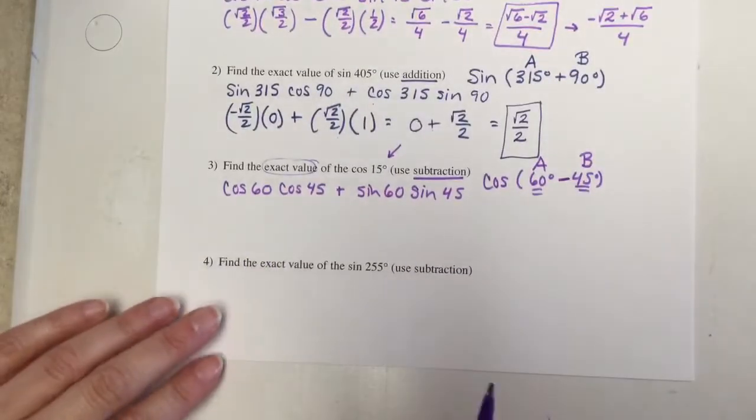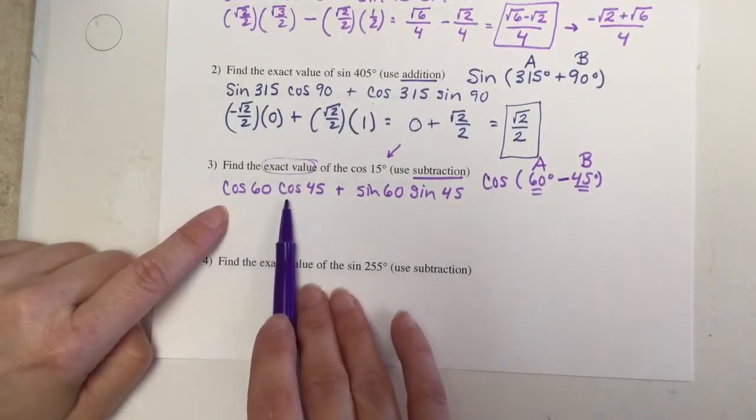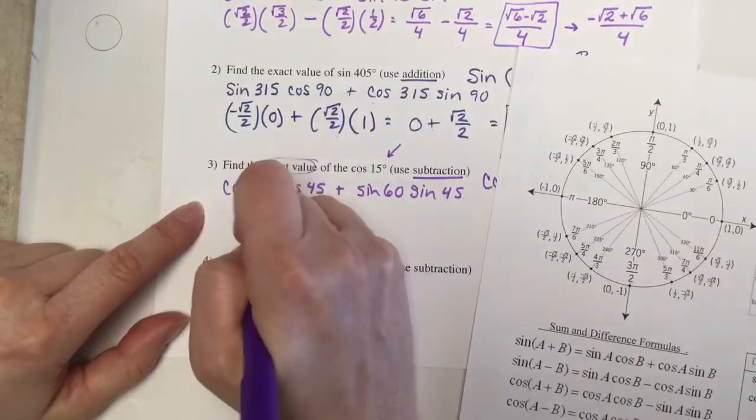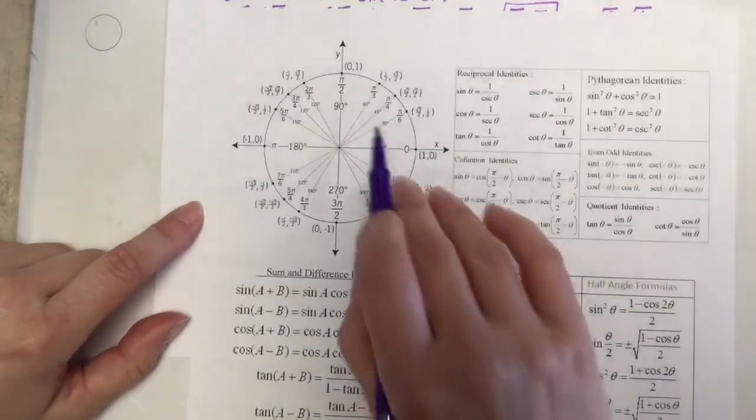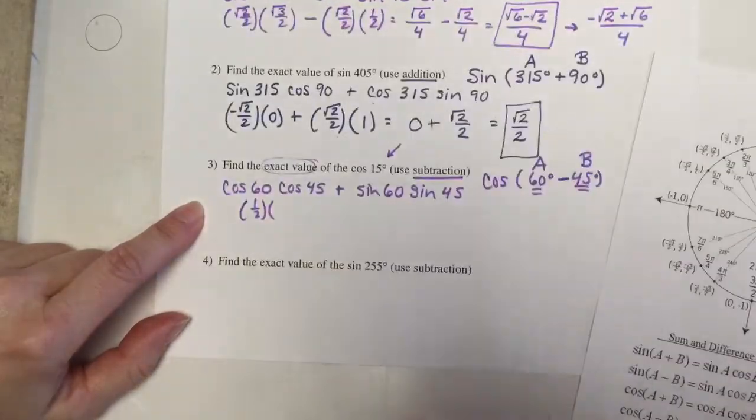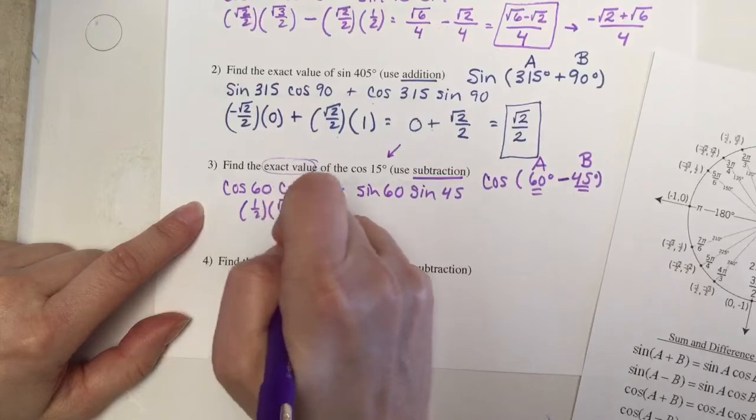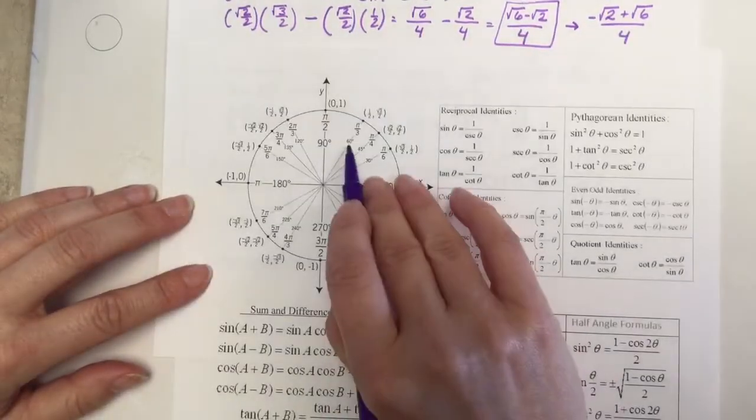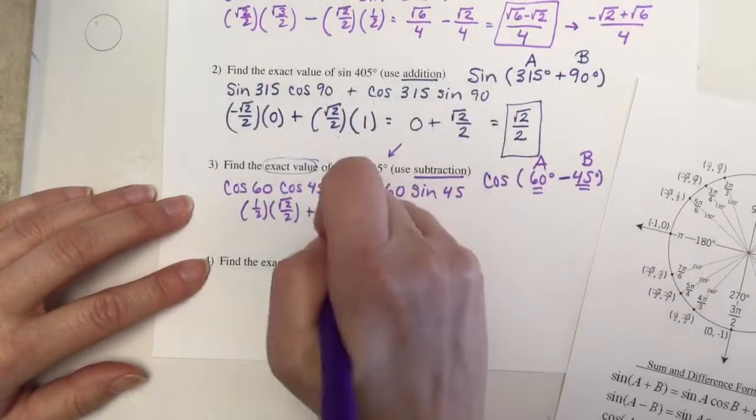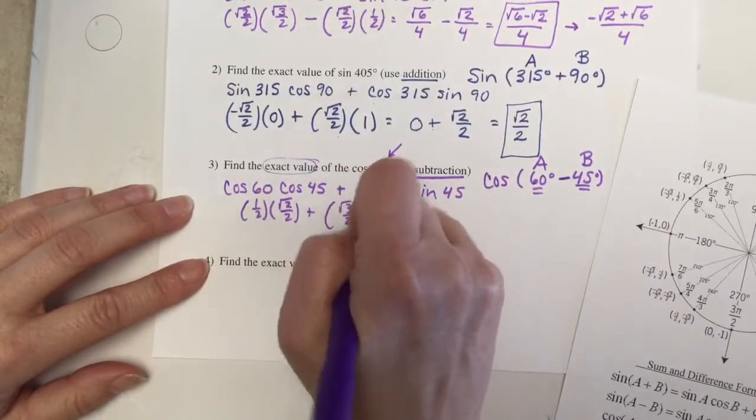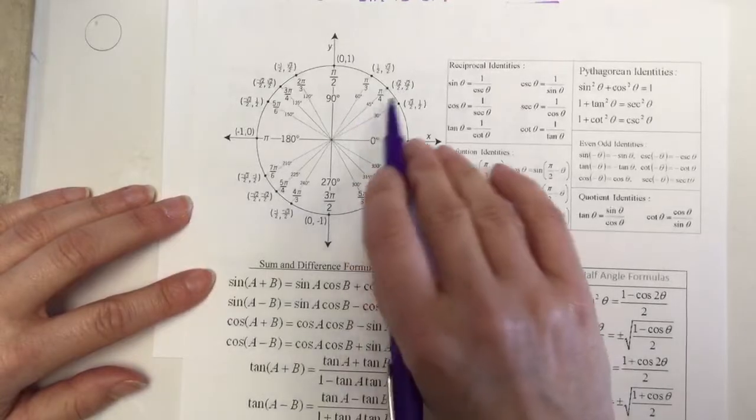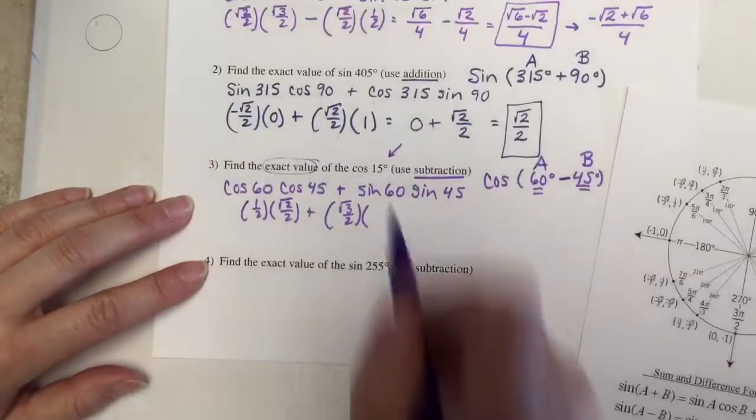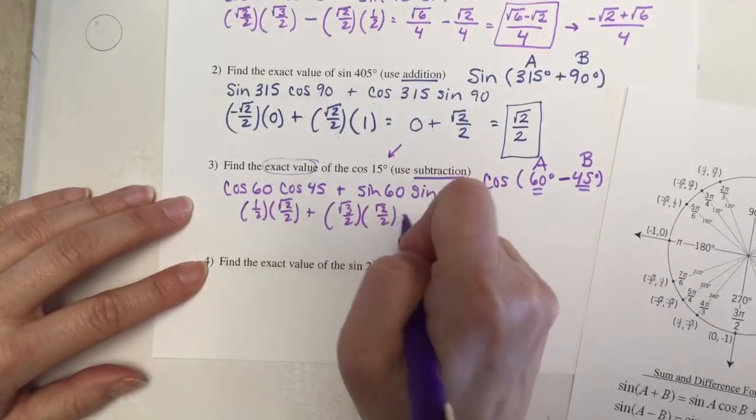Now I have to use the unit circle. You have to remember that cosine is the x value. So if I go to 60, the cosine is 1/2. If I go to 45, the cosine or x value is the square root of 2 over 2. Plus, now I get to look for the y values. The sine of 60 is the square root of 3 over 2. The sine of 45, that y value, is the square root of 2 over 2.